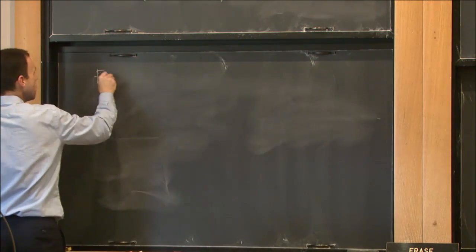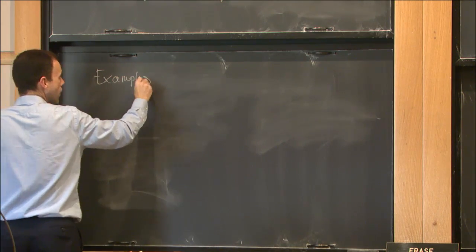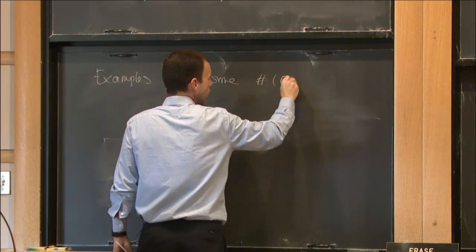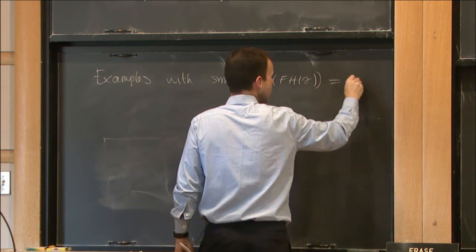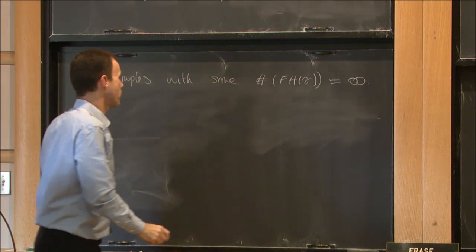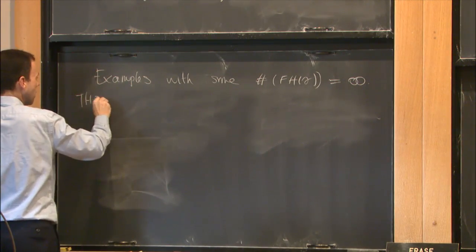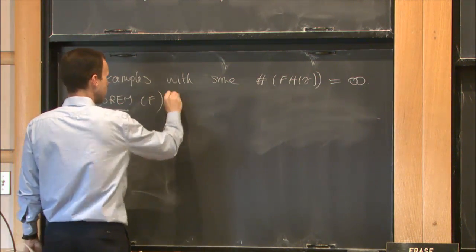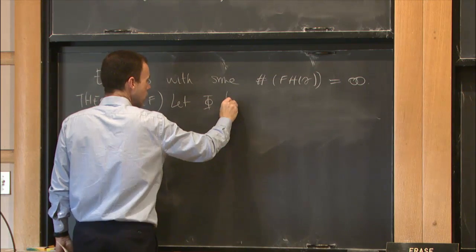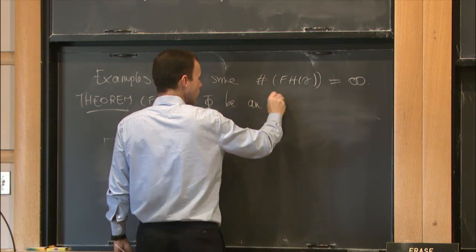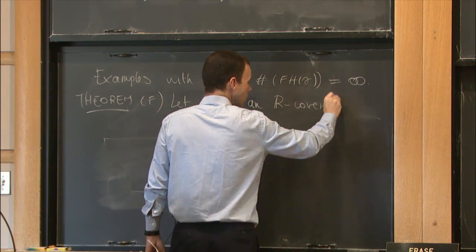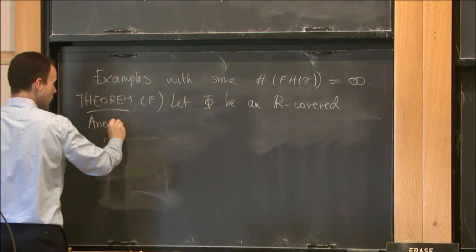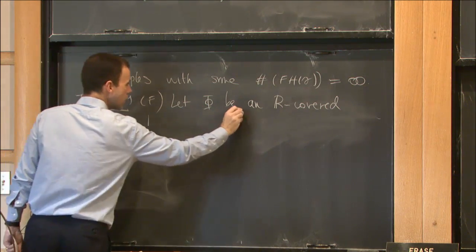So let's talk about examples with some free homotopy classes which are infinite. This is actually old. We're going to start with an R-covered Anosov flow. I'm going to say what R-covered is in a moment.